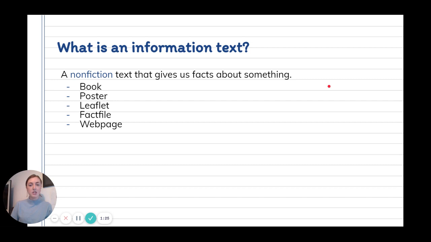What is an information text? So what am I talking about when I say information text? It is a non-fiction text. Remember, non-fiction means that it is all true. So a non-fiction text that gives us facts about something. And this could be in the form of a book, a poster, a leaflet, a fact file, or a web page. So any information that's written on those that is non-fiction, we call an information text. We're going to be focusing on fact files.